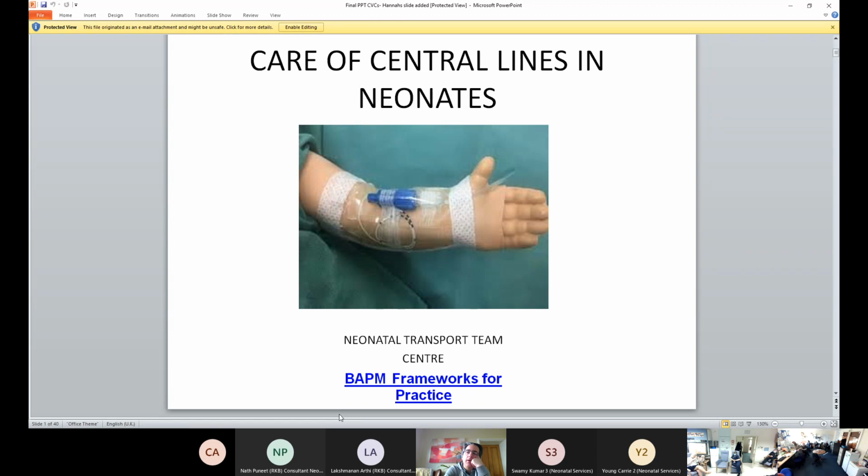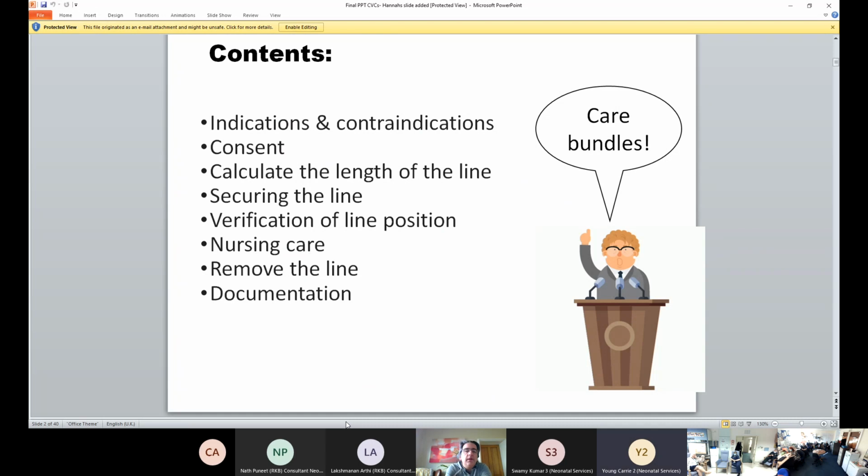So, care of the central lines of neonate. Most of the information in this presentation is taken from the document released by the British Association of Perinatal Medicine in 2015, updated in 2018, and also from the local guidelines in Leicester. So the contents include the indication, contraindication, consent, the lines, how to measure the lines, how to verify the position, and how to look after them.